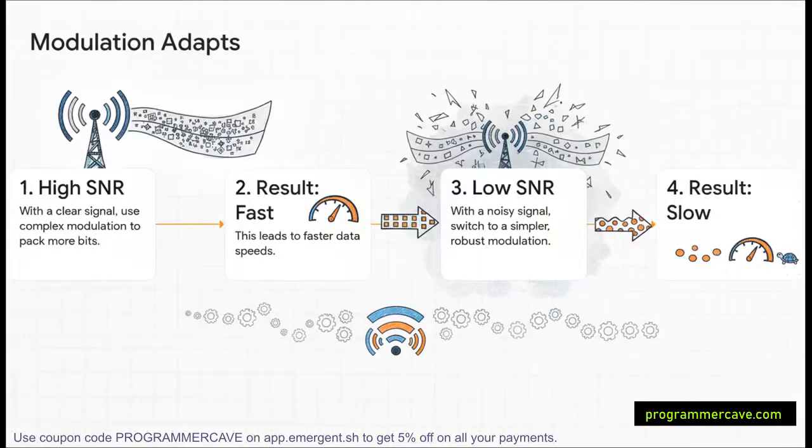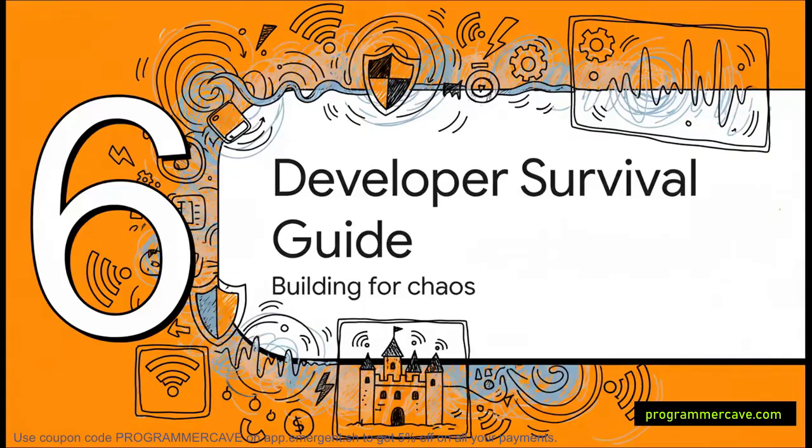And here's the really clever part. Your devices are constantly adapting to these changing conditions. There's a process called modulation, which is just how they turn digital ones and zeros into analog radio waves. When the signal is super clear, when you have a high signal-to-noise ratio, your phone uses a really complex language to pack a ton of data into each signal. The result? Super fast speeds. But as a signal gets noisy and weak, it automatically switches to a much simpler, more robust language. It's slower, yeah, but it makes sure the message actually gets through. This constant, automatic shifting is precisely why your Wi-Fi speed seems to go up and down from one moment to the next.